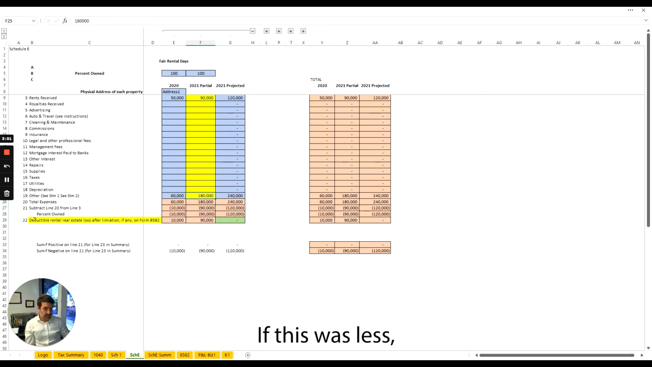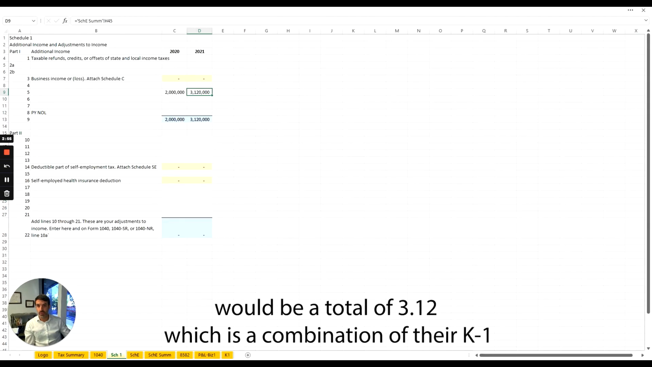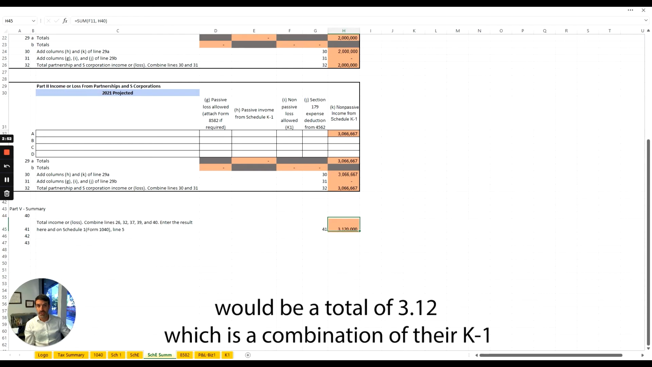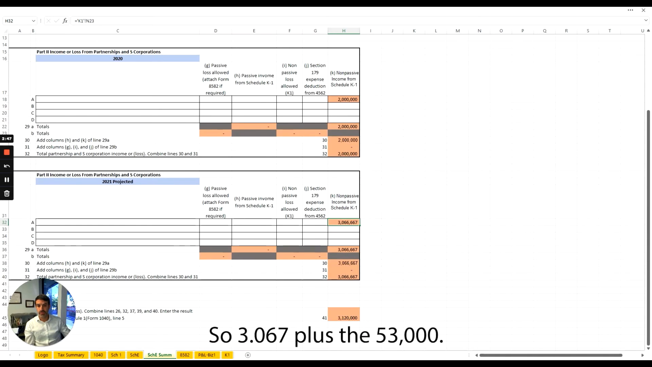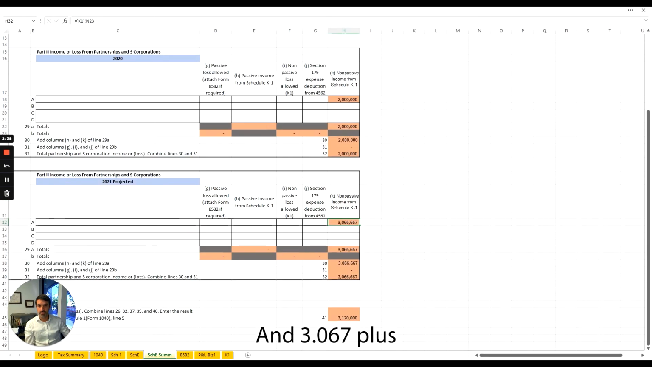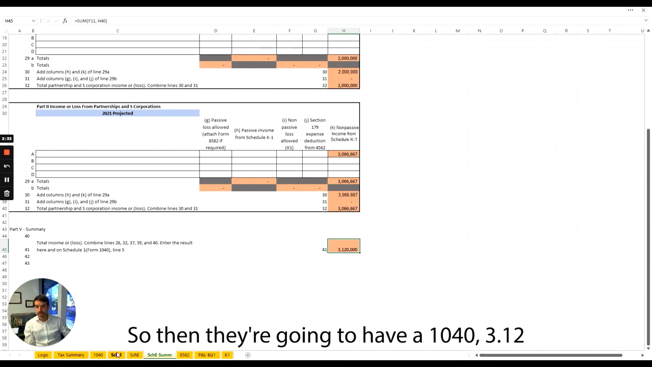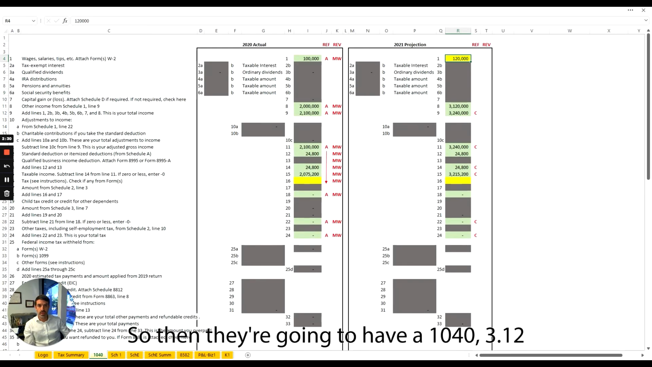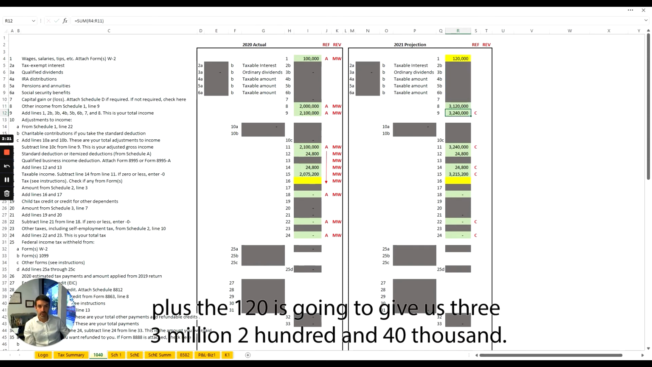Now, if this was less, then it would be added together. Then their Schedule 1 would be a total of 3.12, which is a combination of their K-1 and their rental real estate. So 3.067 plus the 53,000, right? 3.067 plus 53,000 should give us 3.12, as we can see over here. Yeah, exactly. So then they're going to have the 1040. That's the total income. 3.12 plus the 120 is going to give us 3,240,000.